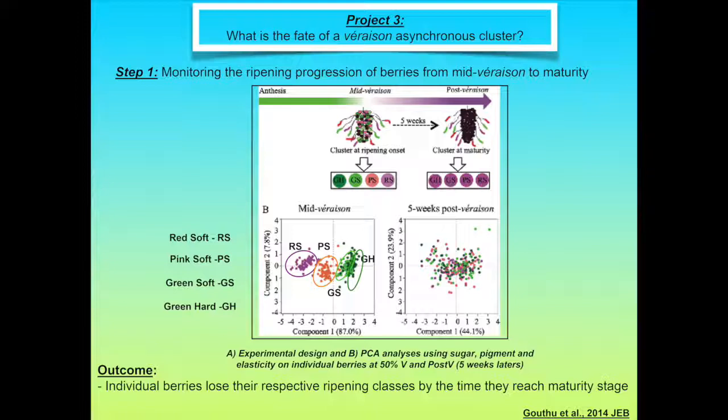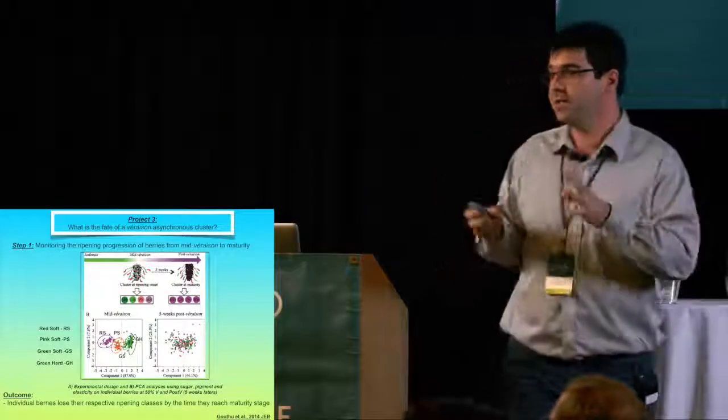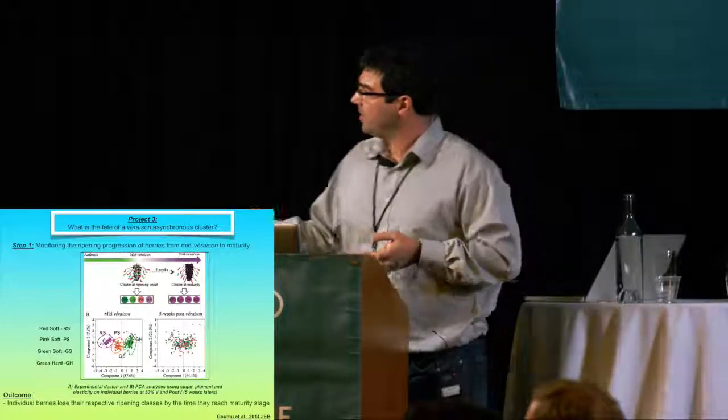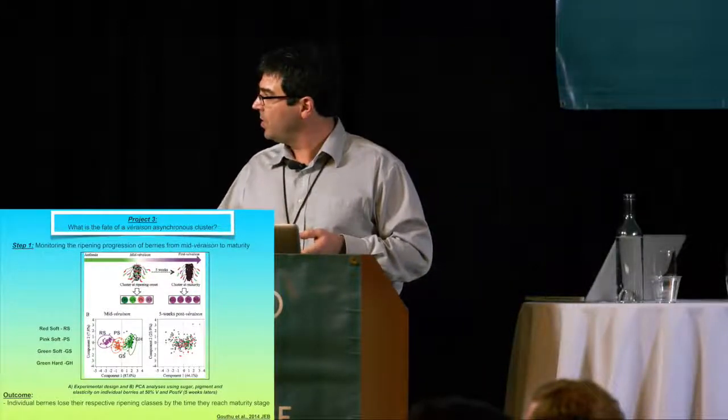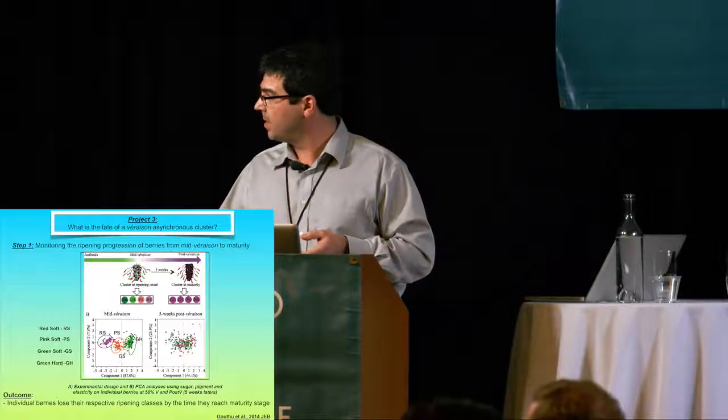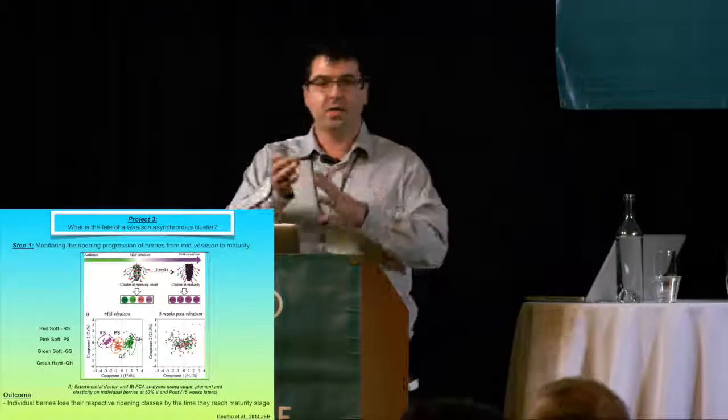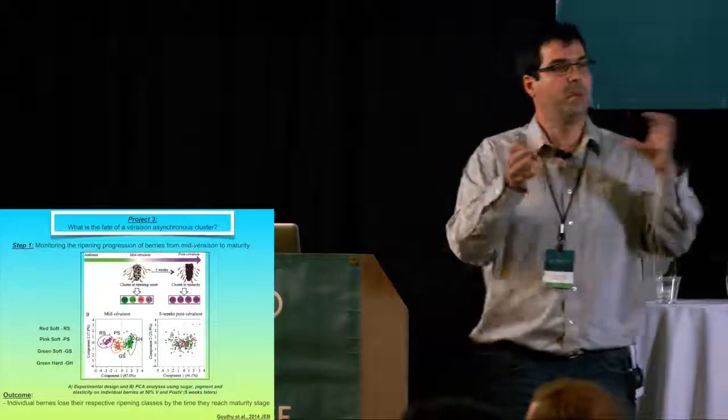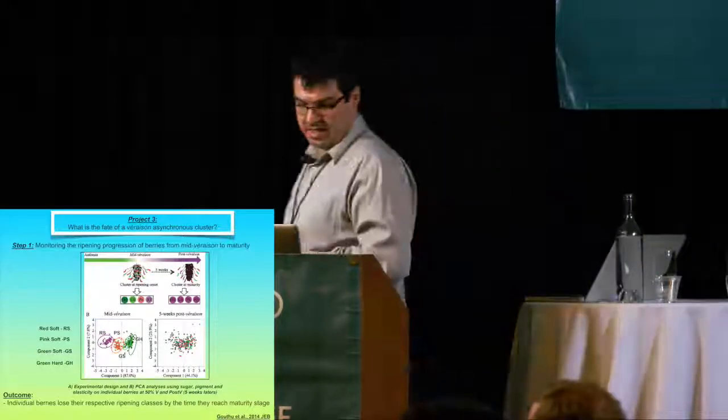So this is on the left side of the lower panel, a PCA analysis looking at sugar, pigment, and elasticity. Each dot here represents an individual berry. And you can see that at mid-veraison, of course, you can easily segregate the different berry classes. But when you come down to the maturity stage, 5 weeks later, all these different individual berries are mixed together. So basically, individual berries lose their respective ripening classes by the time they reach maturity.